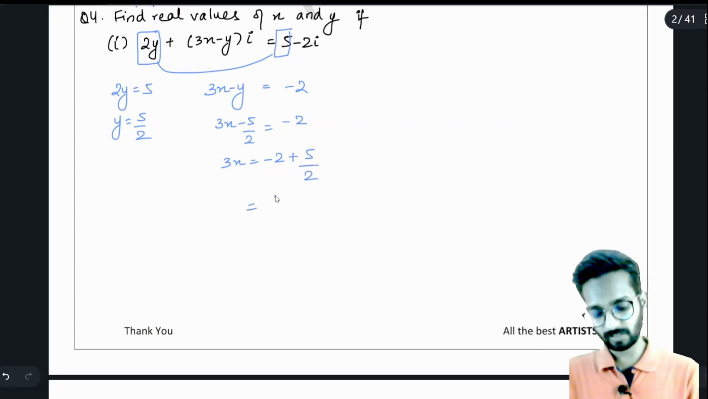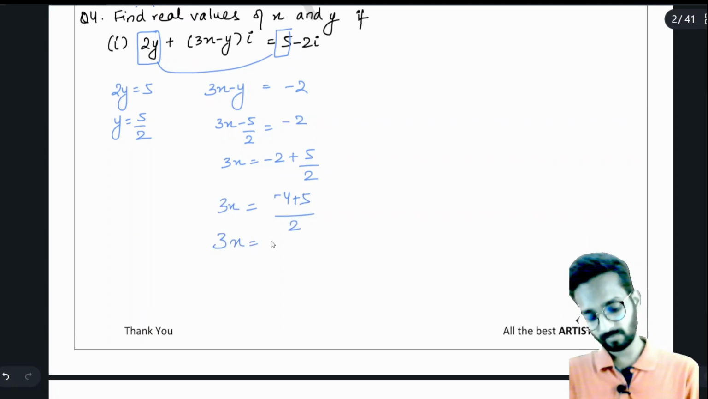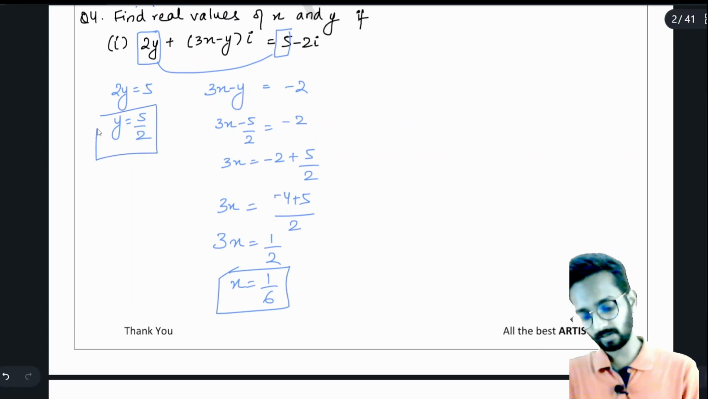It can be said it will become minus 4 plus 5 by 2, 3x, and x will become 1 by 2, so x will become 1 by 6. This is the value for your x and y. Like this we will also solve the next part.